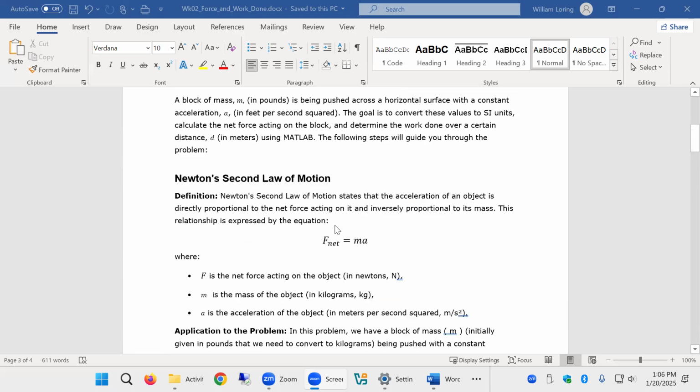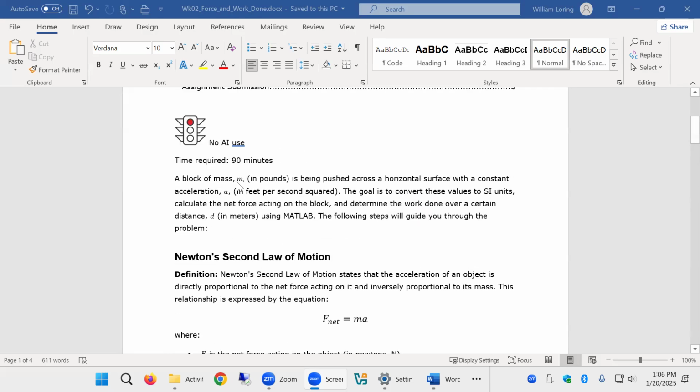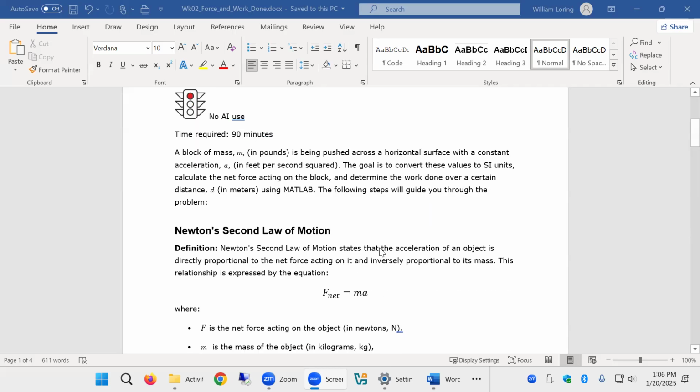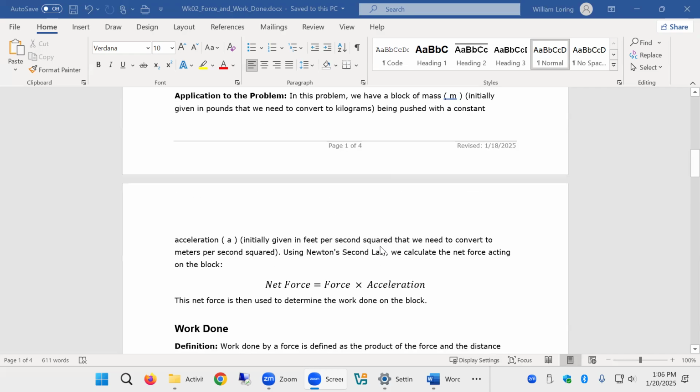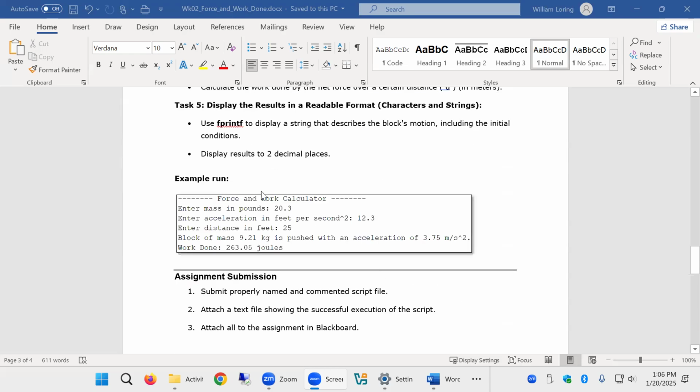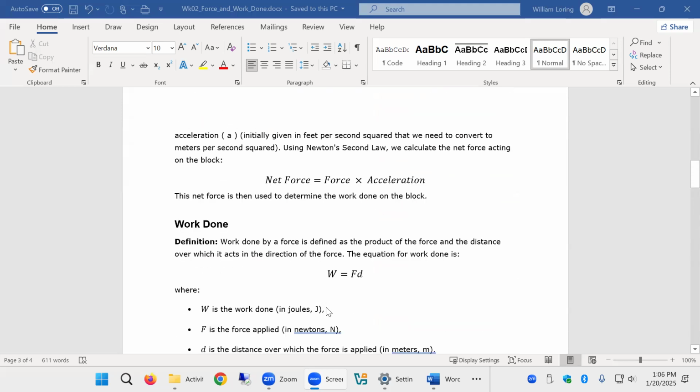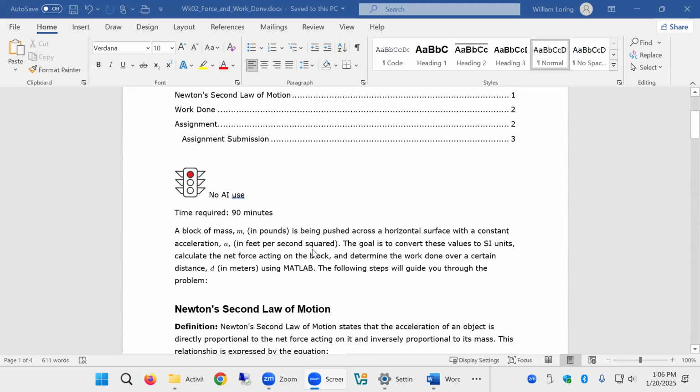So a mass of 20.3 pounds is being pushed across a horizontal surface with a constant acceleration a. It's being pushed with an acceleration of 12.3 feet per second squared. These are different units. The goal is to convert these values to SI units, calculate the net force acting on the block, and determine the work done.